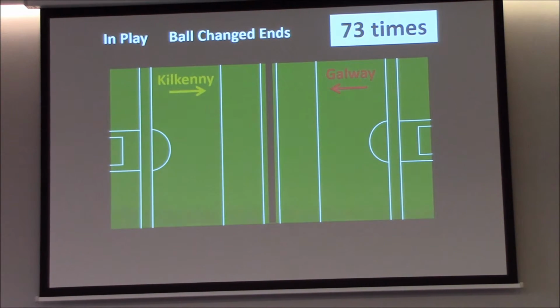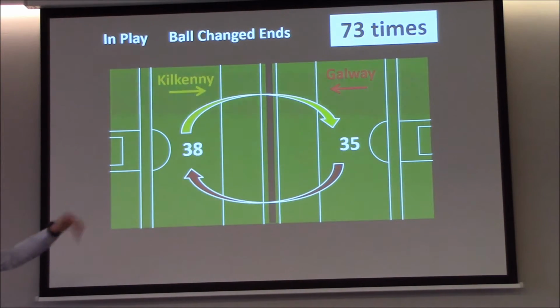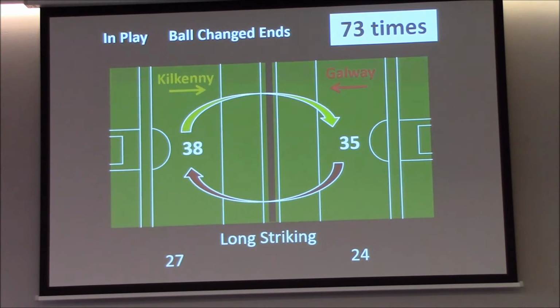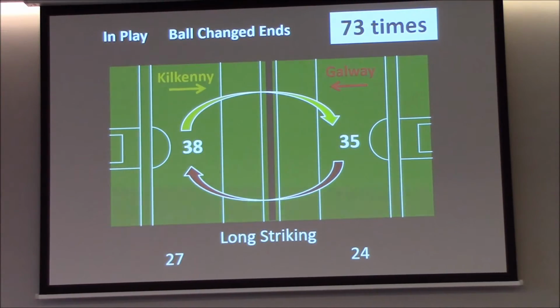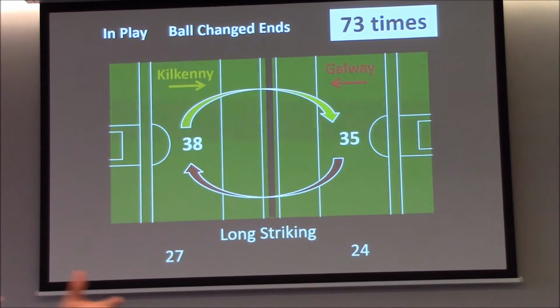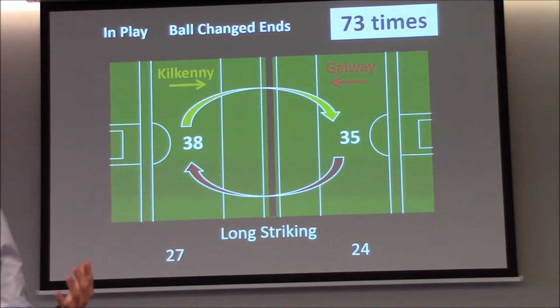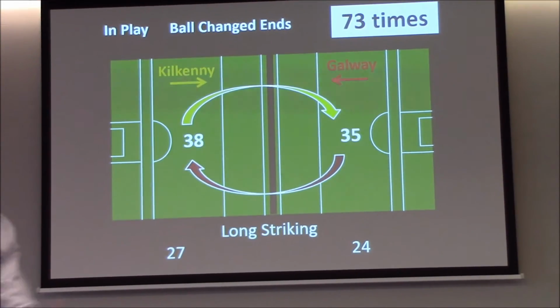73 times, over and back. It went into the Galway half for 35 and into the Kilkenny half for 38. And the majority of times it was long striking that got it there. Now what is that telling us as coaches of players? Well, they had to read the flight of the ball when it was changing ends from a long strike.